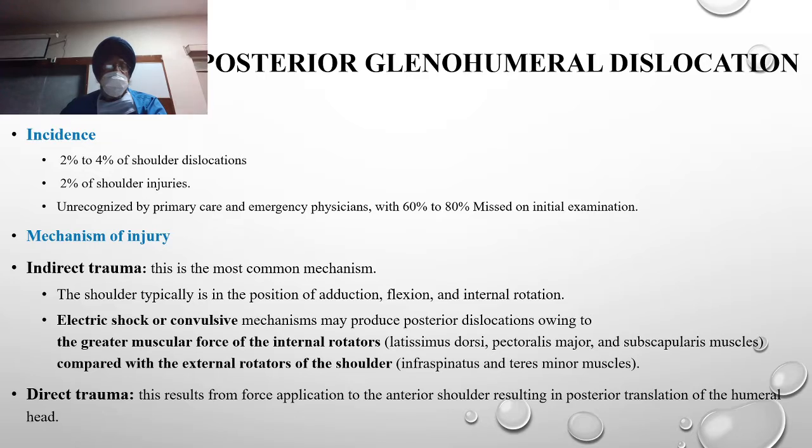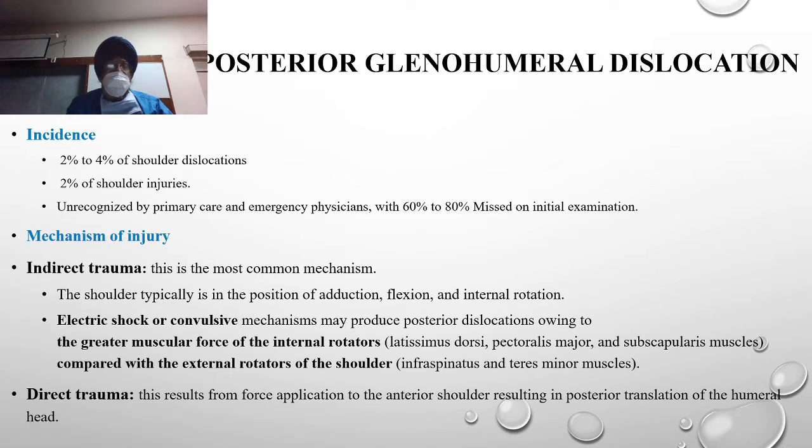This is the most common mechanism. The shoulder typically is in the position of adduction, flexion, and internal rotation. Electric shock or a convulsive mechanism may produce posterior dislocation owing to the greater muscular force of the internal rotators, latissimus dorsi, pectoralis major, and subscapularis, compared with the external rotators of the shoulder, infraspinatus and the teres minor.